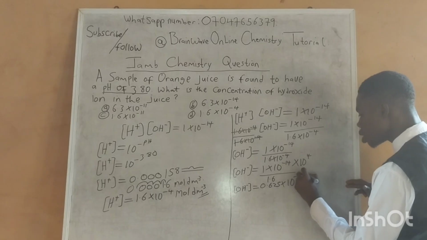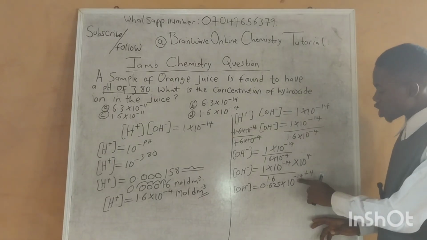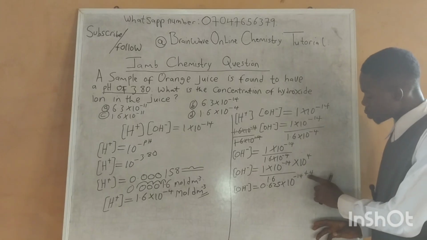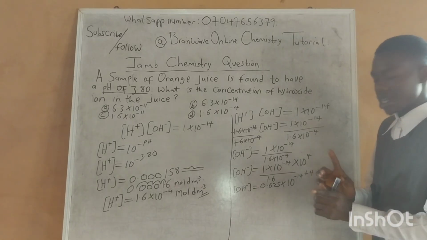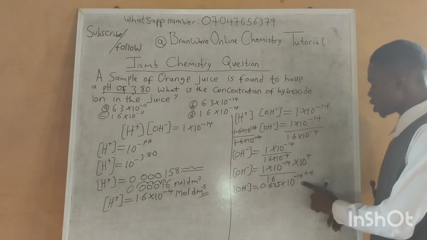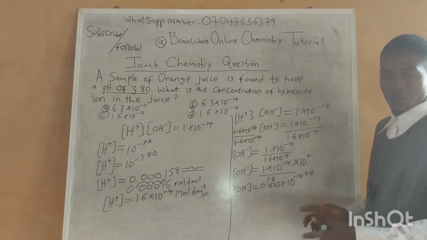Minus 14 plus 4. Now, if you look at it very well, minus means you are holding, while plus means you want to pay. Minus 14 plus 4: minus means you are holding, and plus means you want to pay. So minus 14 plus 4 is minus 10, because you are holding 14, you are paying 4. You are not holding 10.